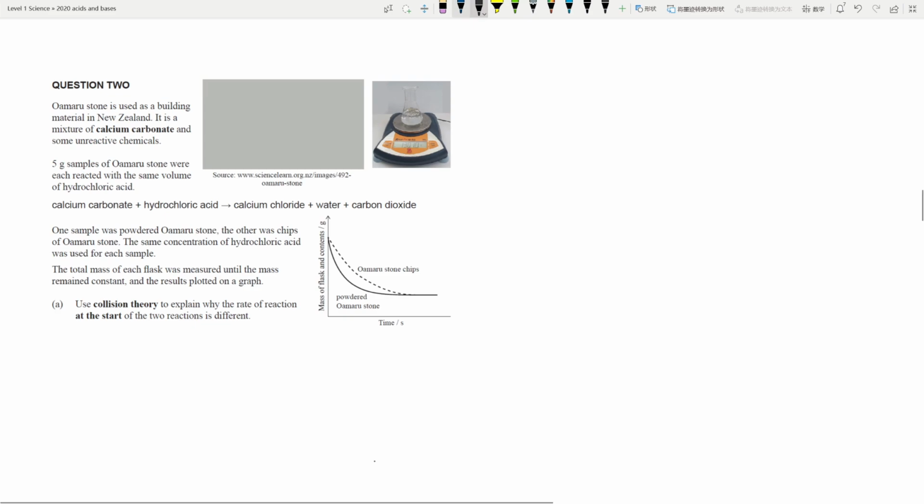Alright, so this is just blah blah blah. Not really interested. Okay, explain why the rate of reaction at the start of 2 reactions is different. Okay, so I'm just skimming through. A lot of the info is just irrelevant, to be honest.